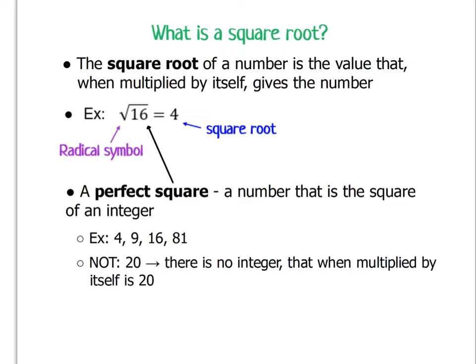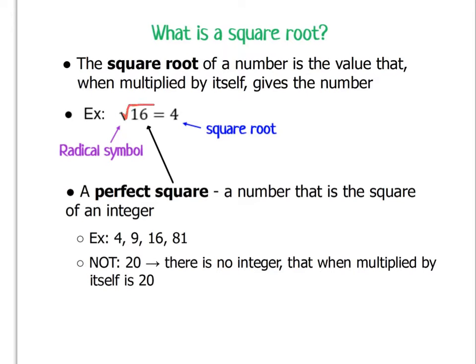All right, so today we're going to learn about and work with square roots. So we've been doing exponents, and we can think of square roots as basically the opposite. The square root of a number is the value that when you multiply it by itself gives you that number. So if we look at the example right here, we see this symbol.